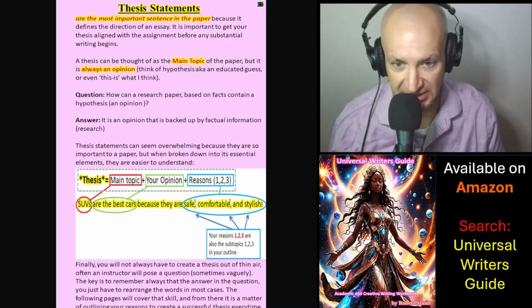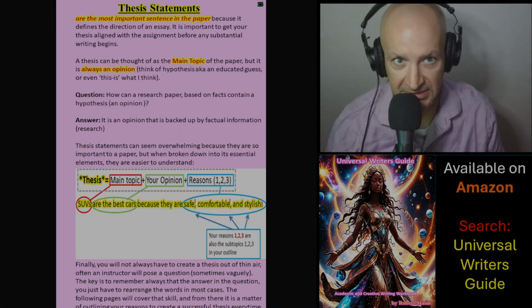You'll be able to run your thesis by your instructor first, if you get a chance to ask them one-on-one and be like, hey, do you like this thesis? That'd be a really good thing. But also, one of the keys that we're going to look at on the next page is that the answer is always in the question, and you just have to rearrange the words in most cases. So stay tuned here for the next page. We're going to look into that.